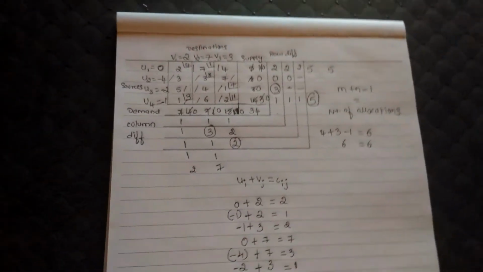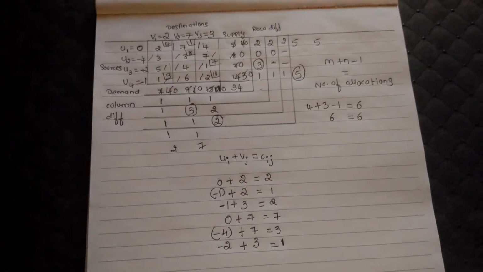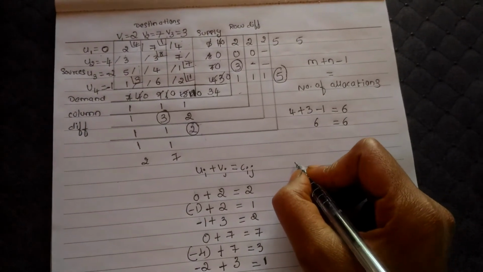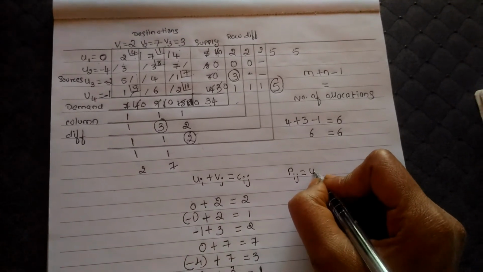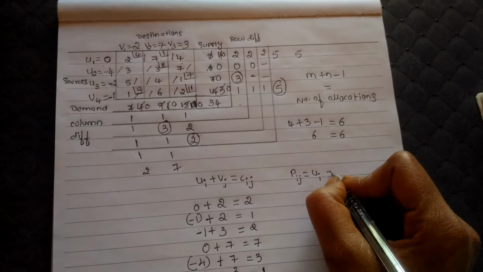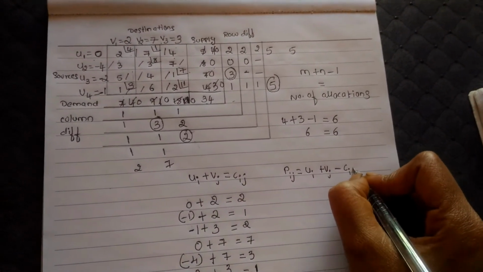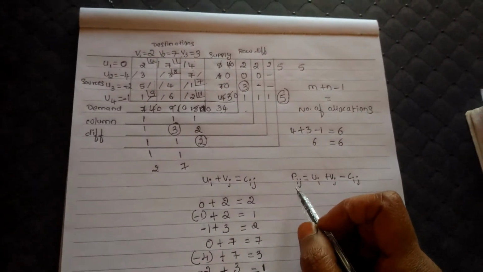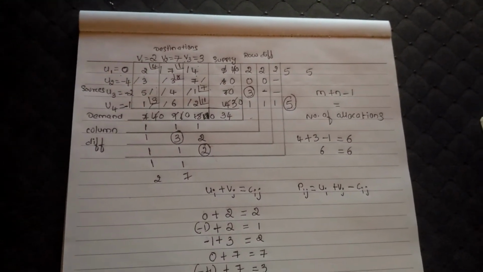This is the way how you can find out the values for U and V. Now the next step is to find out the penalty. How do you find out the penalty? There is a formula: Pij is equal to Ui plus Vj minus Cij. Now there is a question that rises up. How do you find out a penalty, and what should you make use of to find out the penalty?